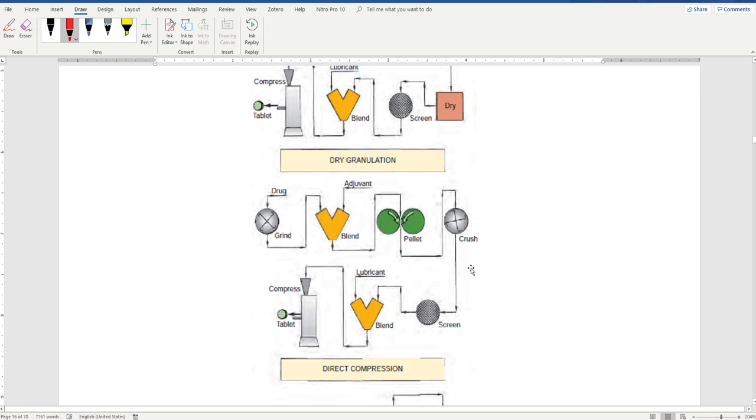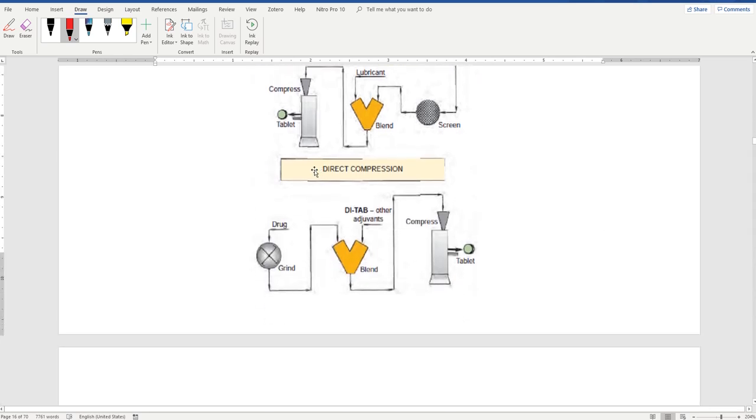طبعا, is there any drying? ما في عنا عملية drying because I'm not adding any liquid. Is there any wetting process? لا. فإذا you have maybe less time here because you do not need to do drying and wetting in this process.